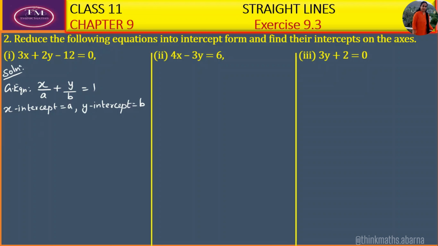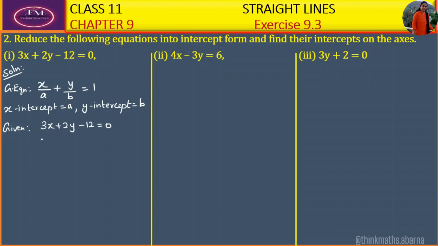Now we have to change the given equations in three parts to this general format and find the values of a and b, which give the intercepts on the axis. Now what is given? The given equation is 3x plus 2y minus 12 equal to 0. Now if you check the general equation, in LHS we have the x term and y term. So here in RHS, we have the constant term.